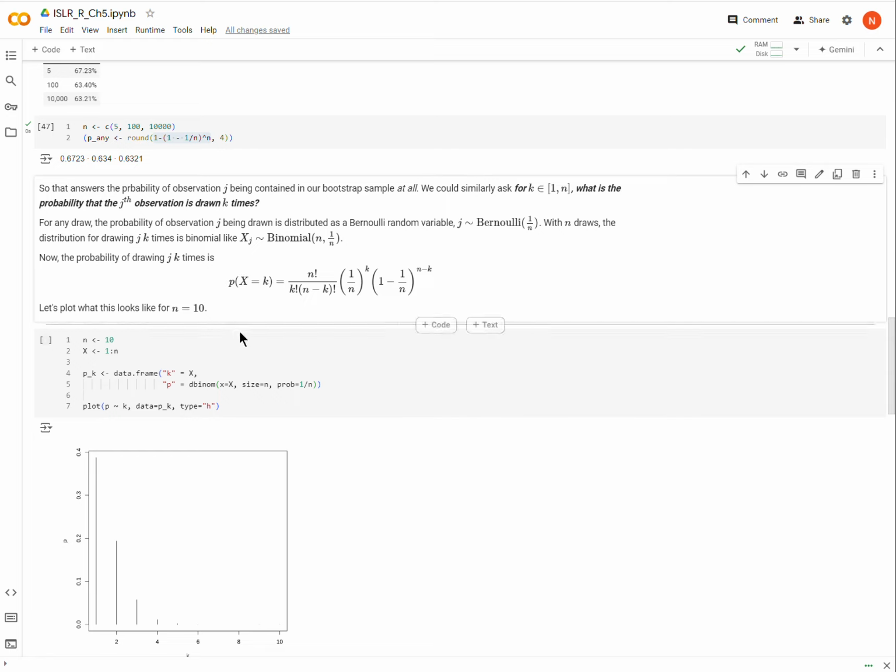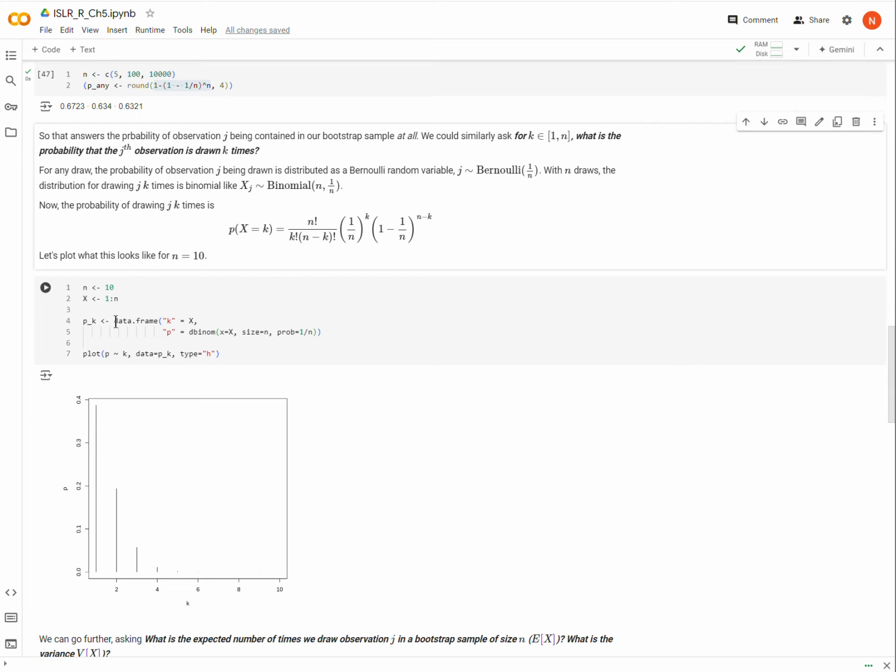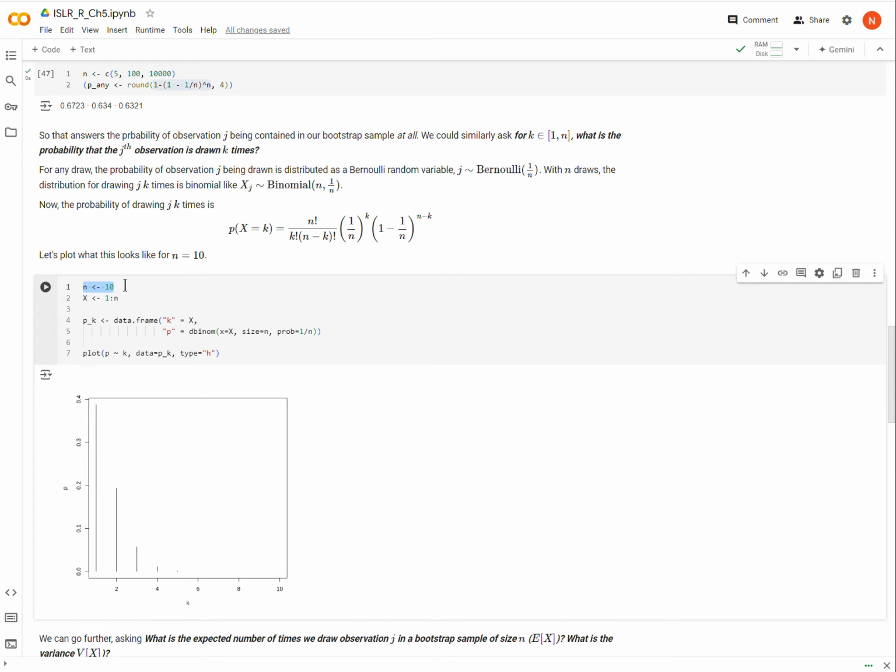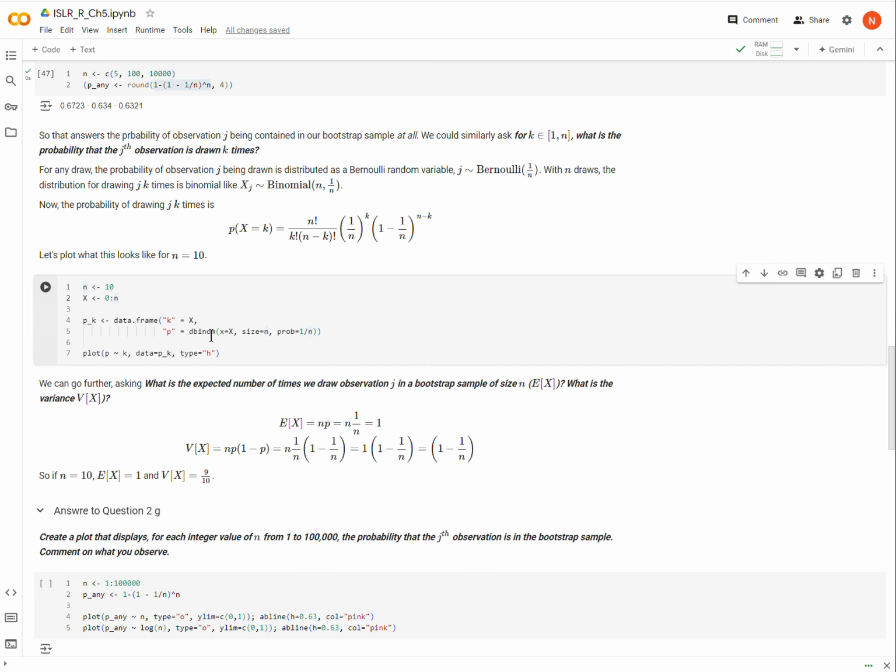All right. So let's look at what this would be for n equals 10. So I have 10 samples, and I'm going to draw the jth observation. Oh, you know what? I should actually have 0 in there, shouldn't I? Because I can draw it 0 times. And so I'm going to draw j anywhere from 0 to 10 times. Don't look at this plot; it's actually incorrect because I forgot to put 0 in there. So let me actually clear that output.